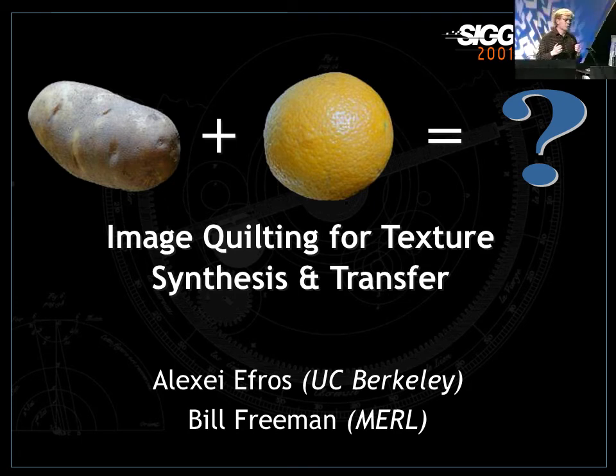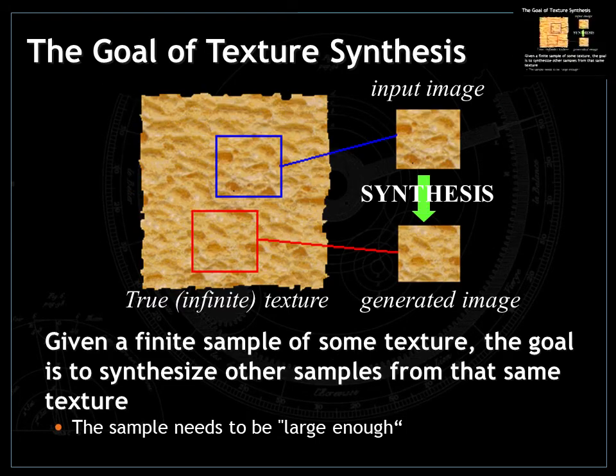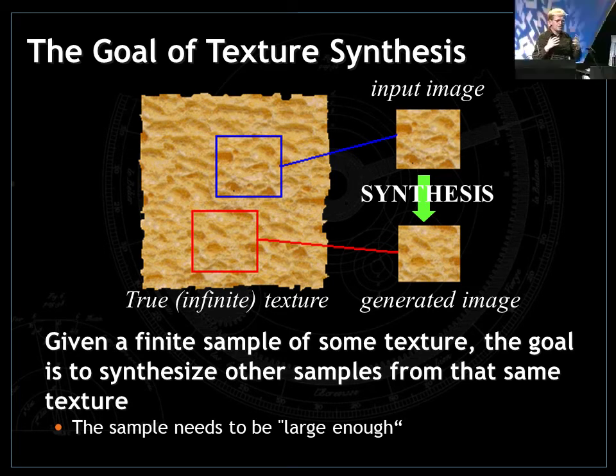And along the way, we also came up with an interesting texture synthesis algorithm, and that's the subject of this talk. First, I'll talk about texture synthesis. So what is the goal of texture synthesis? The idea is that we get an input image of some texture, and we want to get other images that look like that same texture.